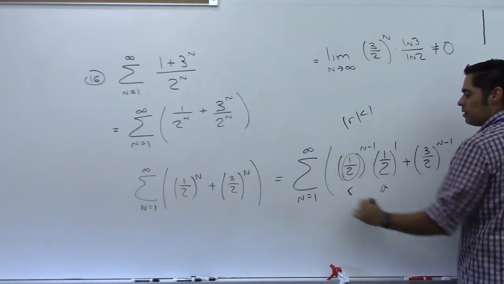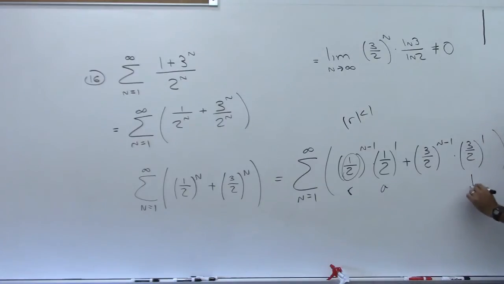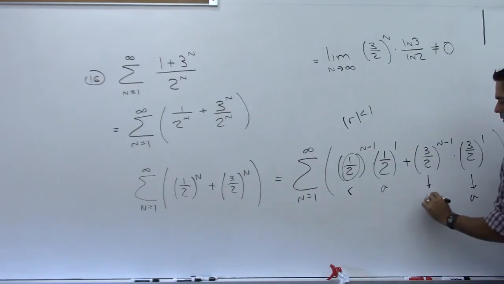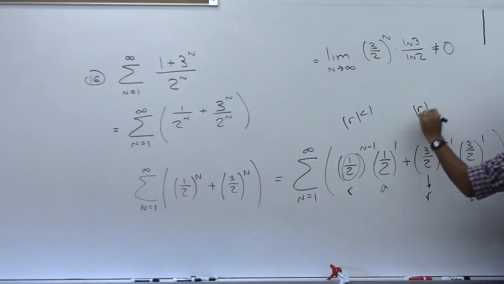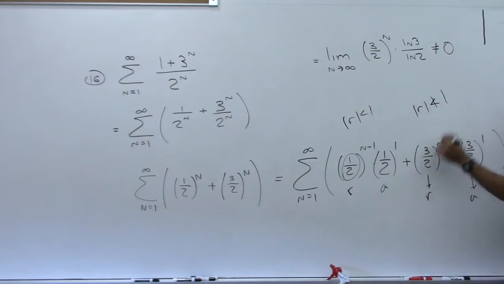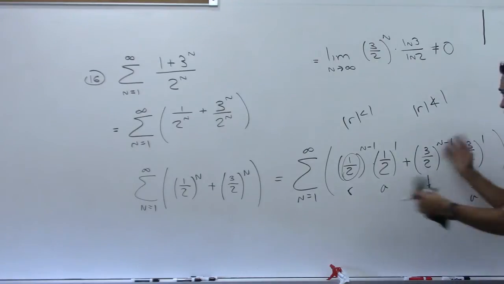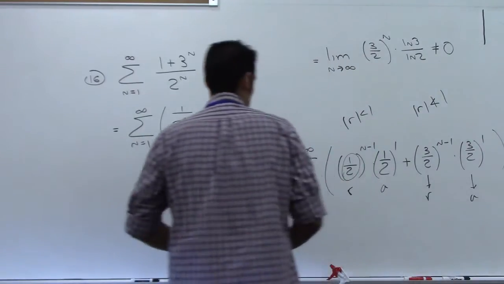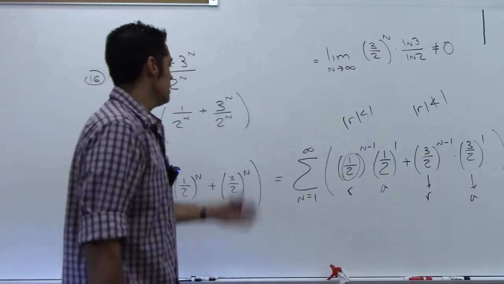And so this piece would converge. But this one, here's your A, here's your R. The absolute value of that R is not less than 1 because it's 1/2. So this would diverge, this would blow up. And if this one blows up, the whole thing's going to blow up. So you're basically going to come up with the same conclusion that it diverges.